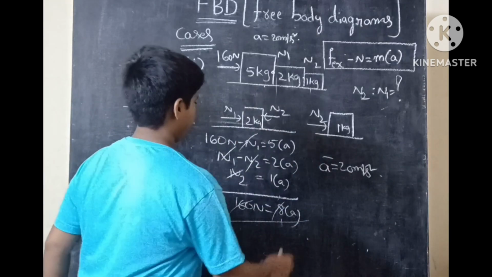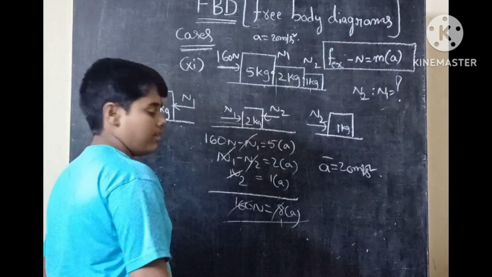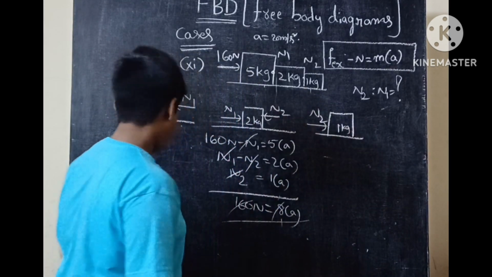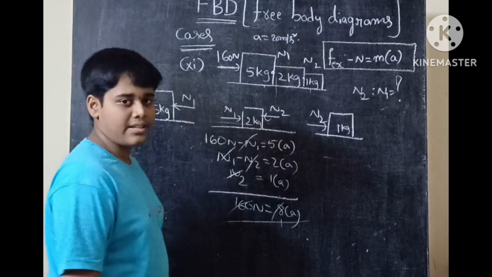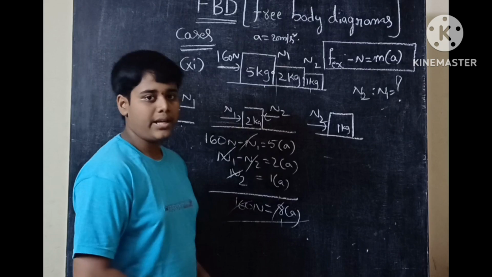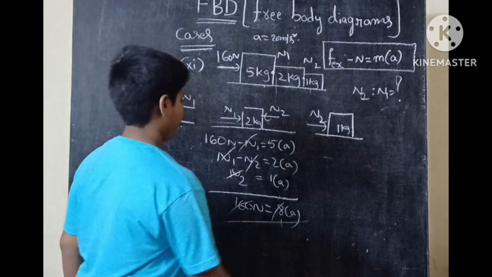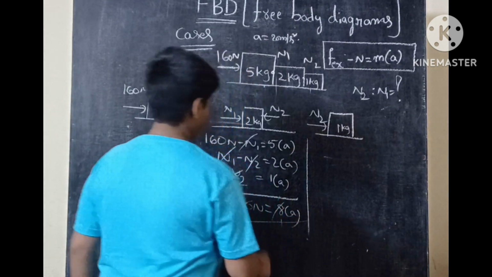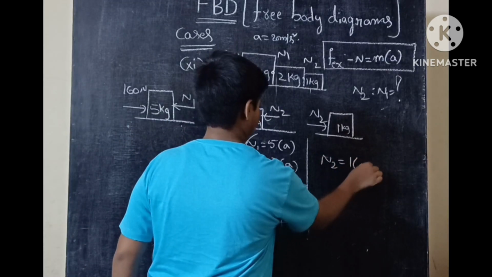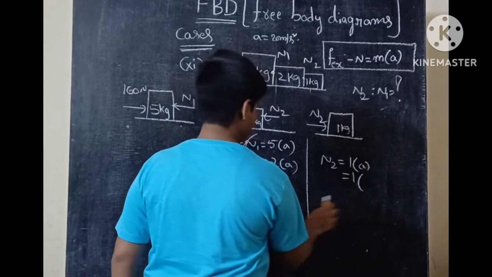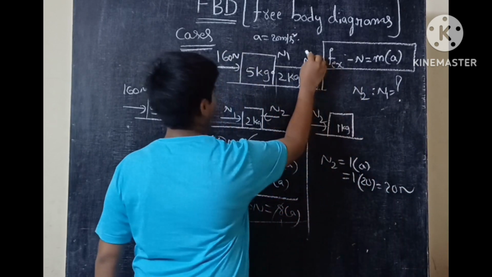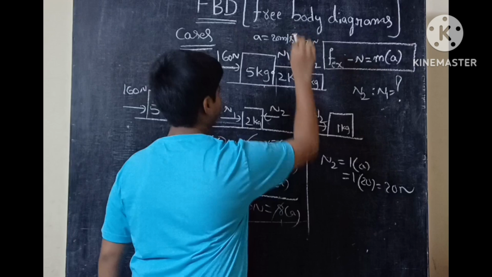Okay, so in any way we can find the acceleration, but the normals are not found by the acceleration formula. What is the acceleration formula? Force by m1 plus m2 plus m3. So how to find N2? N2 is 1 times a, so 1 times acceleration 20. So N2 is 20 newtons.